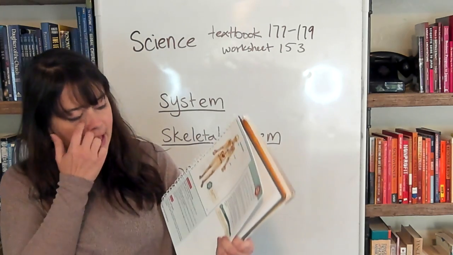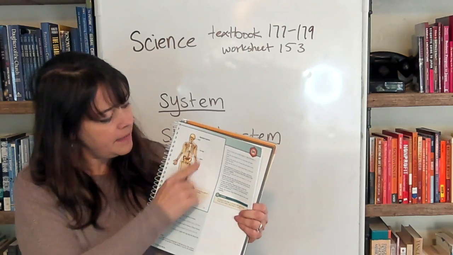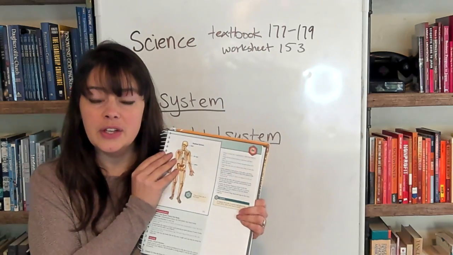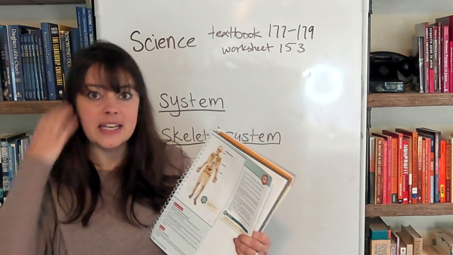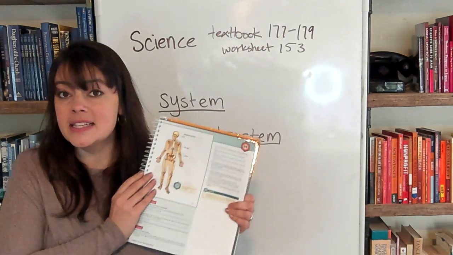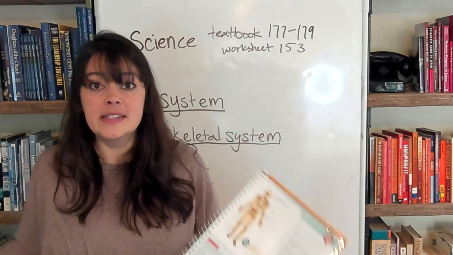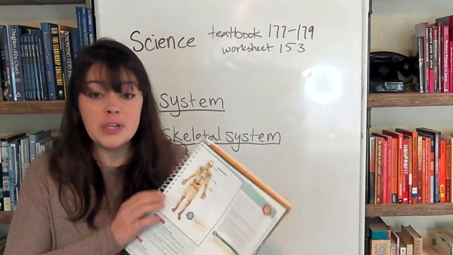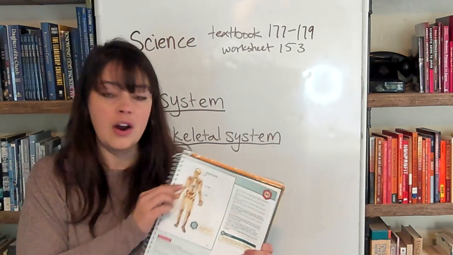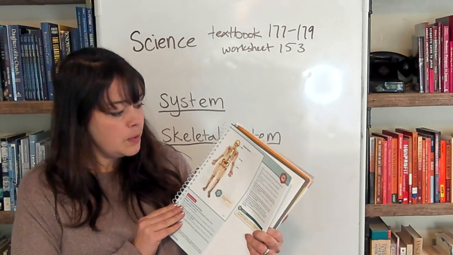Okay? So we have this picture of the skeleton, and it identifies what these parts are. I think this is so interesting to look at, because we never even think about our skeleton being there, but it has such an important job in our body, the skeletal system. It gives us support so that we can stand and have our shape. It protects the soft parts inside of our body, like our brain and our heart and our lungs and our stomach. And the bones help us to move.